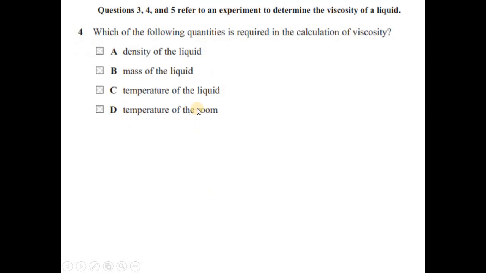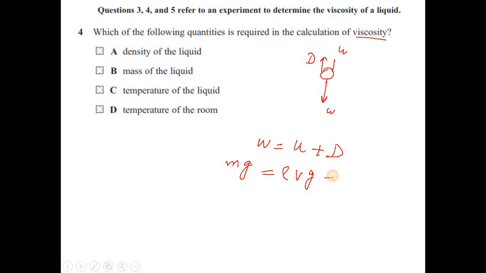Question number 4, which of the following quantities is required in the calculation of viscosity? And if you see the situation, because it's all about finding the viscosity, you are dropping a sphere in a liquid. So when a sphere falls through a liquid, you know that during the fall it is acted on by three forces: the weight, the upthrust, and the drag force. And you know that at terminal velocity, W is equal to U plus D, and W is mg, U is rho Vg, and D is 6 pi eta Rv.